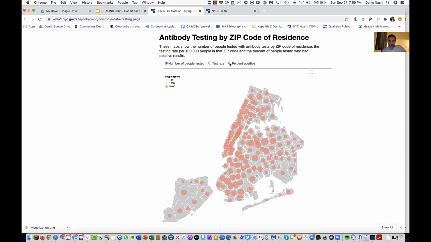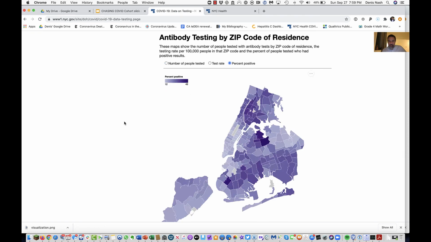So if you look at the percent positivity of antibodies among those who are testing, again, it's not in the general population. This is antibody prevalence among people who are choosing to have an antibody test or seeking an antibody test. But it does map a little bit to what we were seeing with deaths and cases.